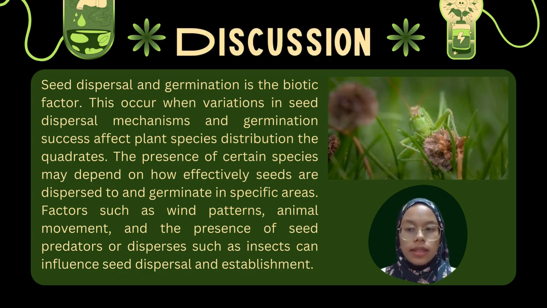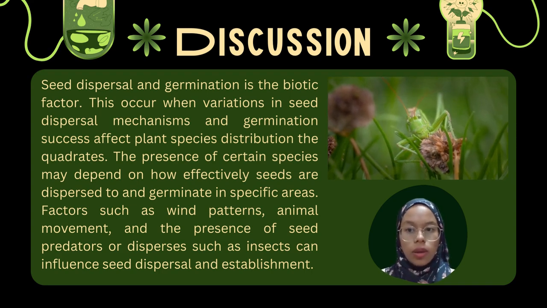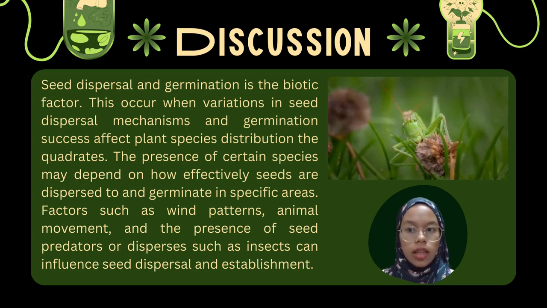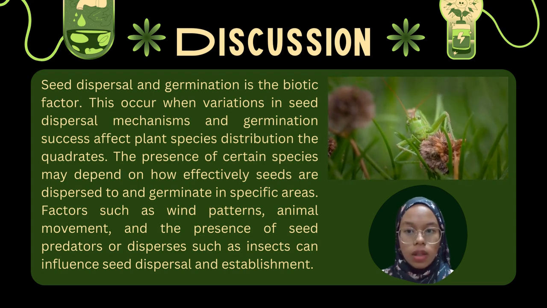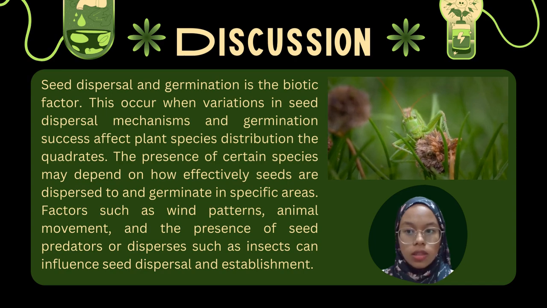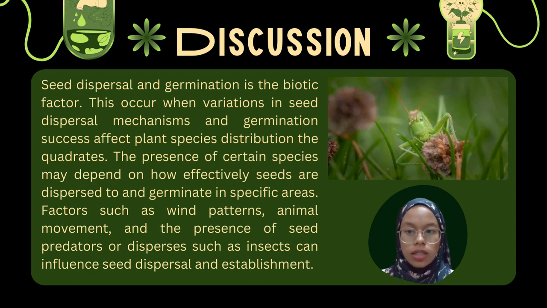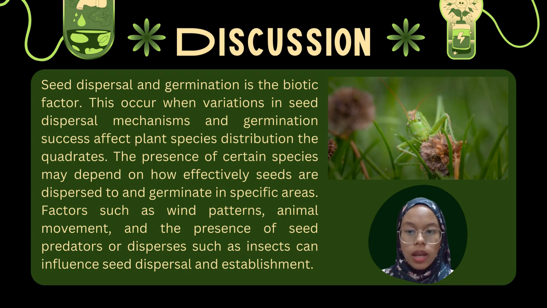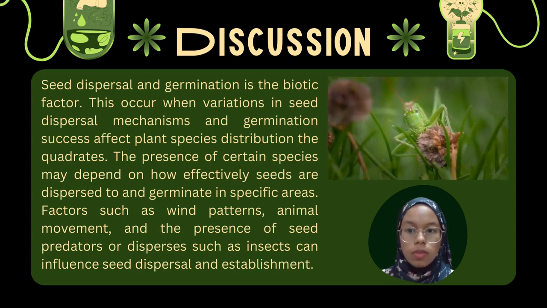Seed dispersal and germination is the biotic factor. This occurs when variation in seed dispersal mechanisms and germination success affect plant species distribution in the quadrats. The presence of certain species may depend on how effectively seeds are dispersed to and germinate in specific areas. Factors such as wind patterns, animal movement, and the presence of seed predators or dispersers, such as insects, can influence seed dispersal and establishment.